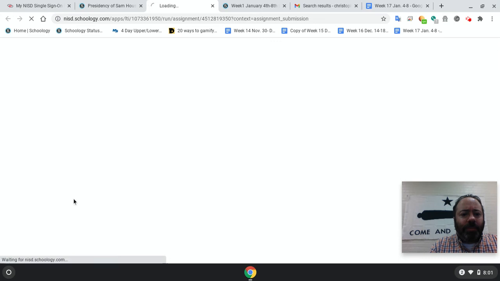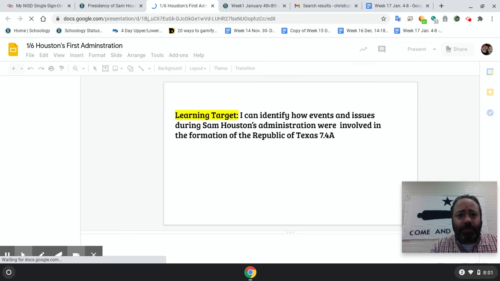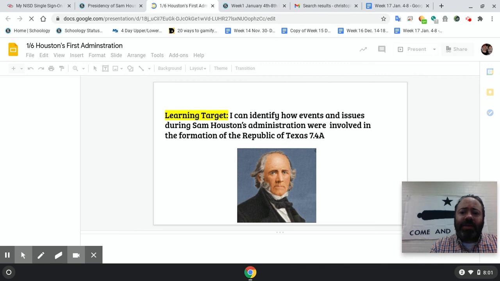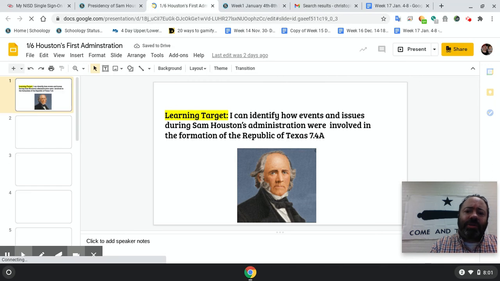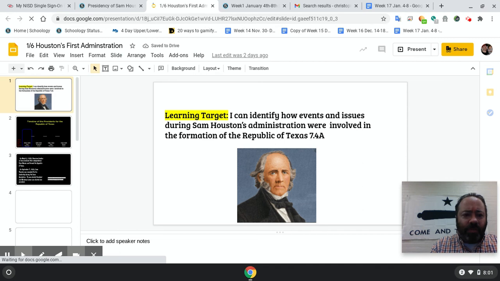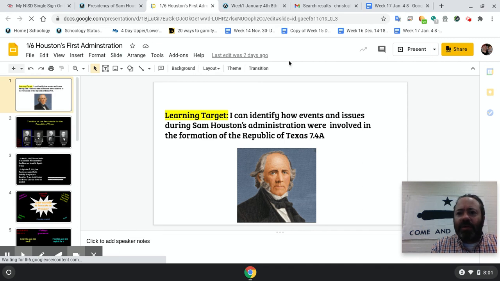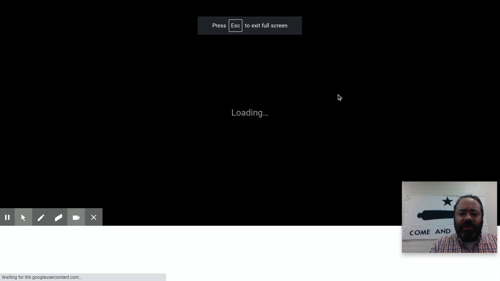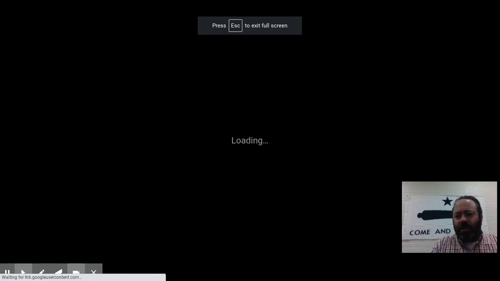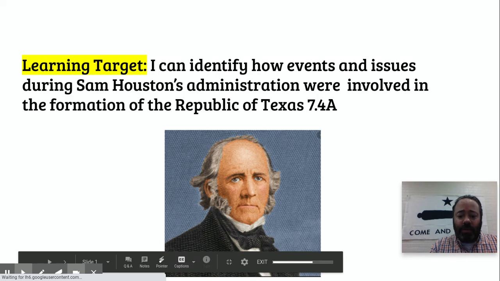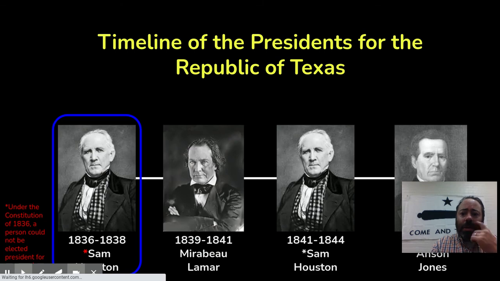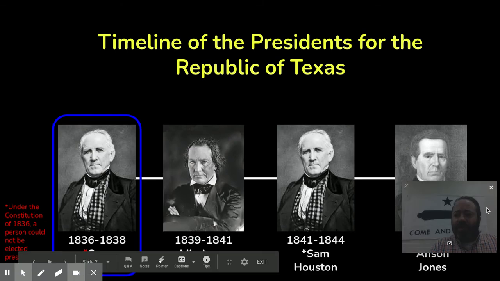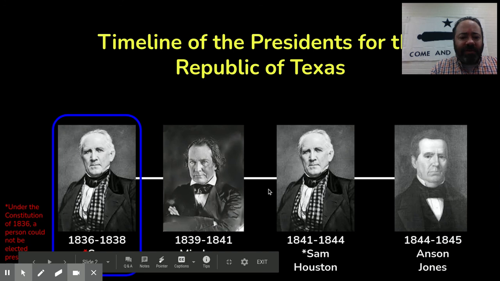So we just go in here. It's just a straight Google slide. The learning target is: I can identify how events and issues during Sam Houston's administration were involved in the formation of the Republic of Texas. Let me go to presentation mode, see it a little better. Okay, there's Sam Houston right there.